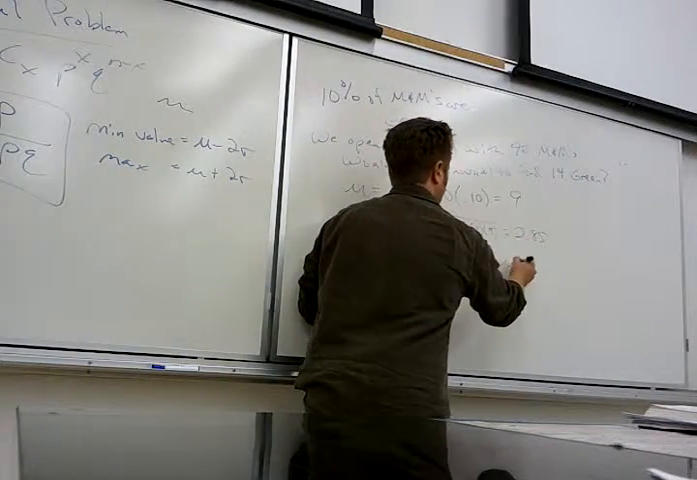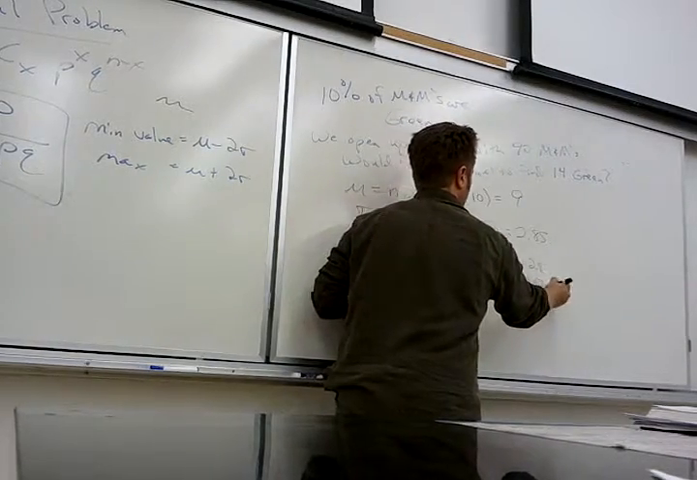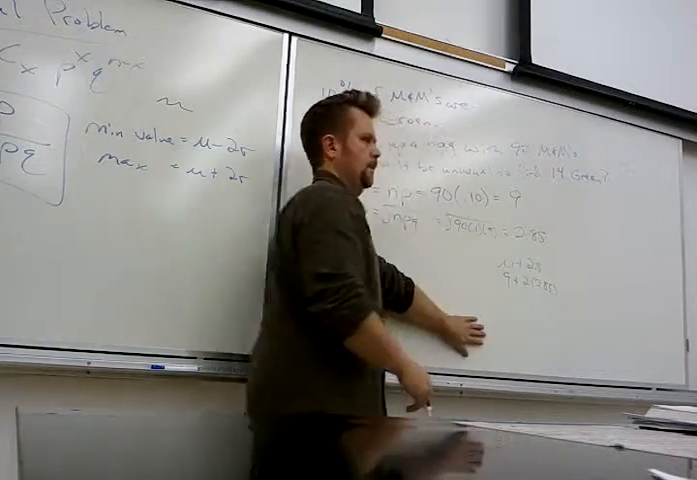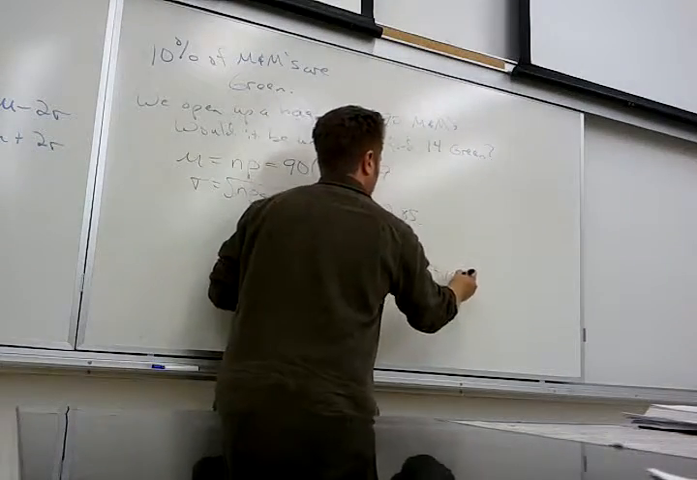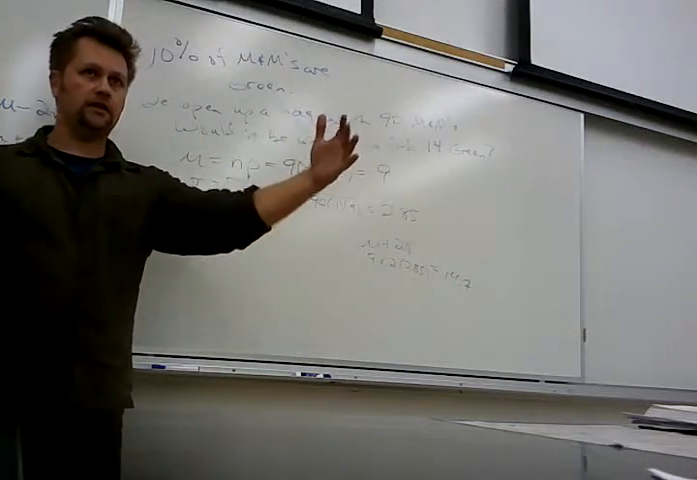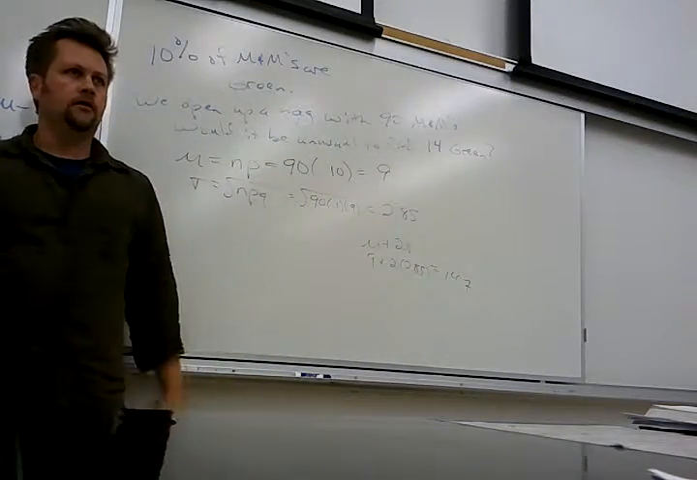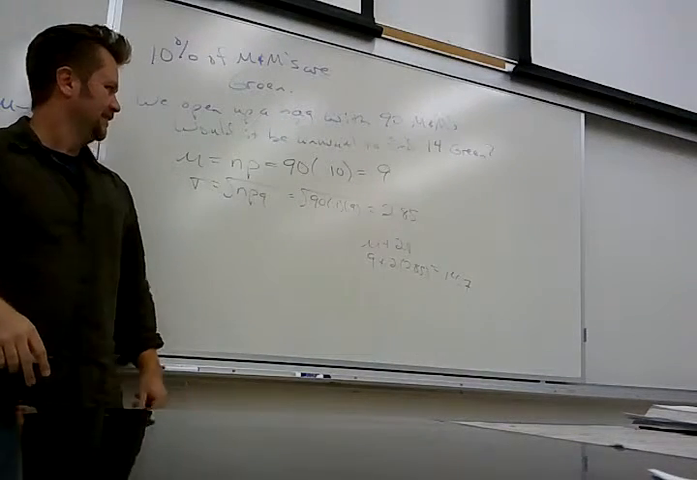So what is mean plus 2 steps? What's 9 plus 2 of these? 14.7. So is this unusual? No, it's within the expected amount, right? It's not unusual.